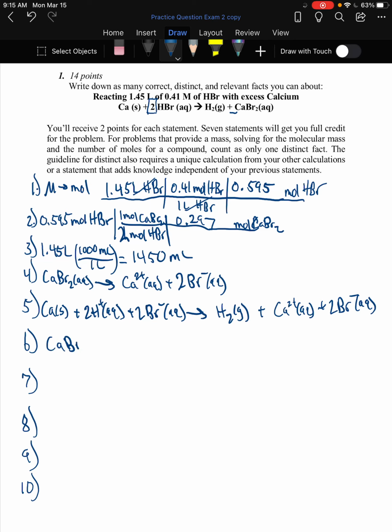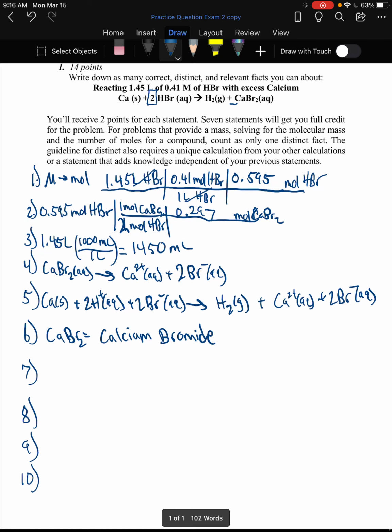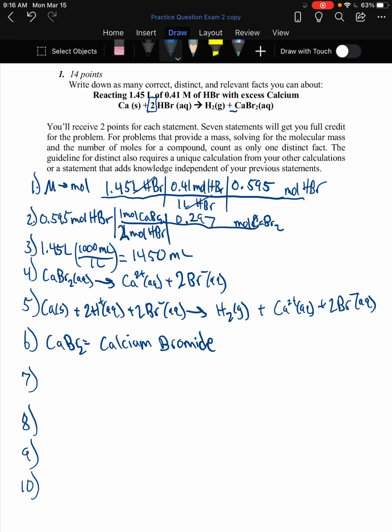So CaBr2 is equal to calcium bromide. Now, if you did this for hydrogen gas, calcium, you couldn't add on to the number of statements that you provided because they're not distinct and relevant. So if you do a naming answer, then you can only do one name to get credit as a distinct and relevant fact.